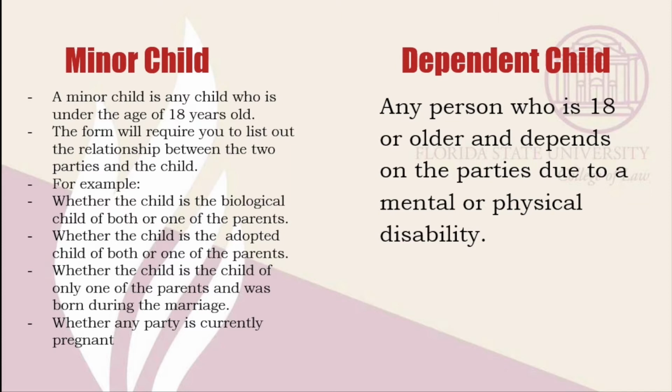Dependent child. A dependent is any person who is the biological or adopted child of both parties, who is 18 or older, but who is dependent upon the parties due to a mental or physical disability.